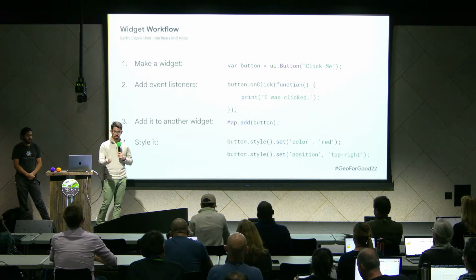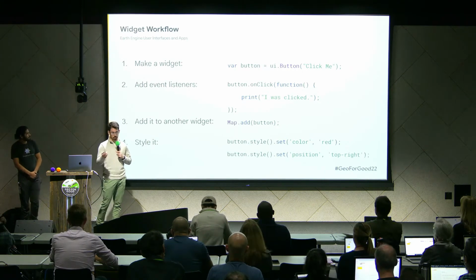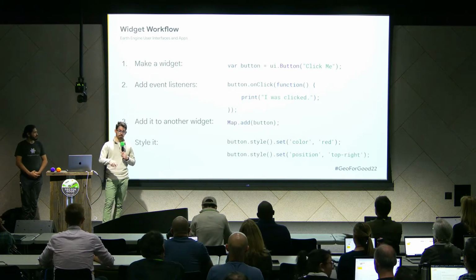And then we can style it. So here we're going to set the color to red, the text color. And then the position is going to be top right of the map.